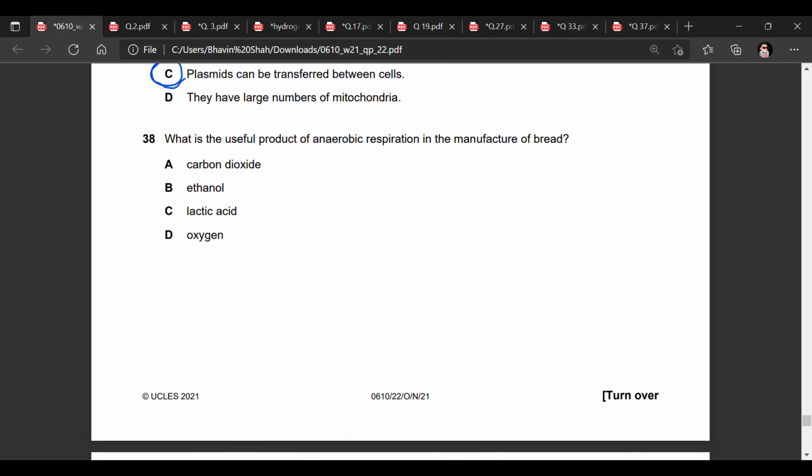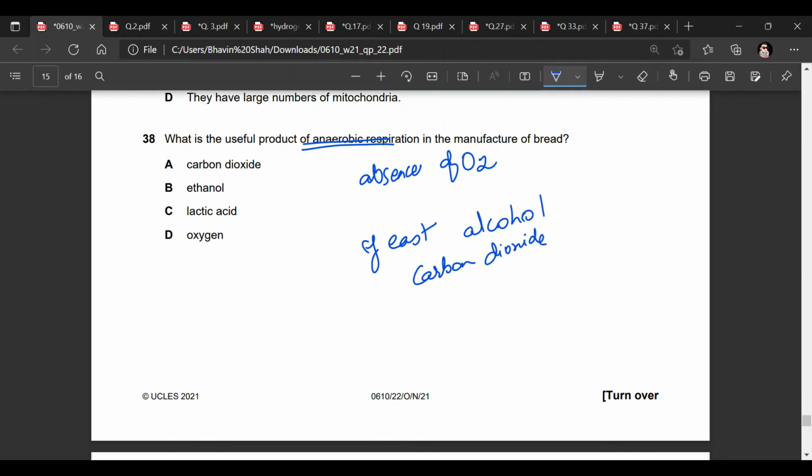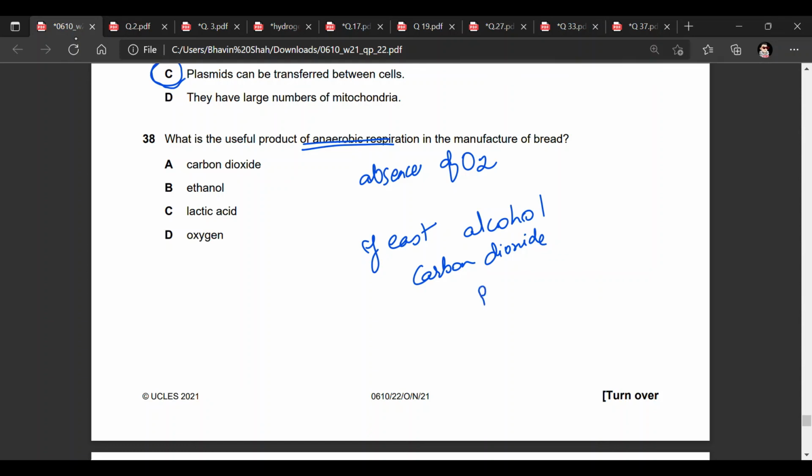38. What is the useful product of anaerobic respiration in the manufacture of bread? So we are again looking at the word anaerobic, meaning in the absence of oxygen. In the absence of oxygen, I just mentioned earlier that the yeast makes alcohol, which is ethanol, and it also makes carbon dioxide. This carbon dioxide is the one which will make the bread soft and fluffy, which is absolutely needed. Nobody prefers to eat a hard bread which is very chewy. That is exactly what you see when you're trying to eat a whole meal bread. It's really very chewy.